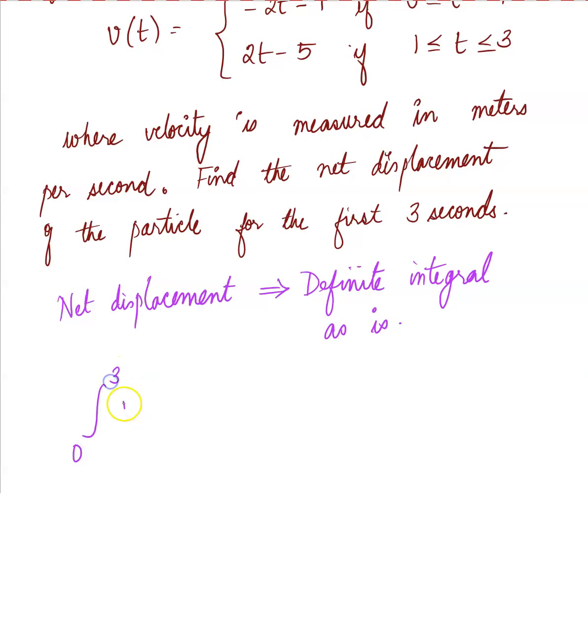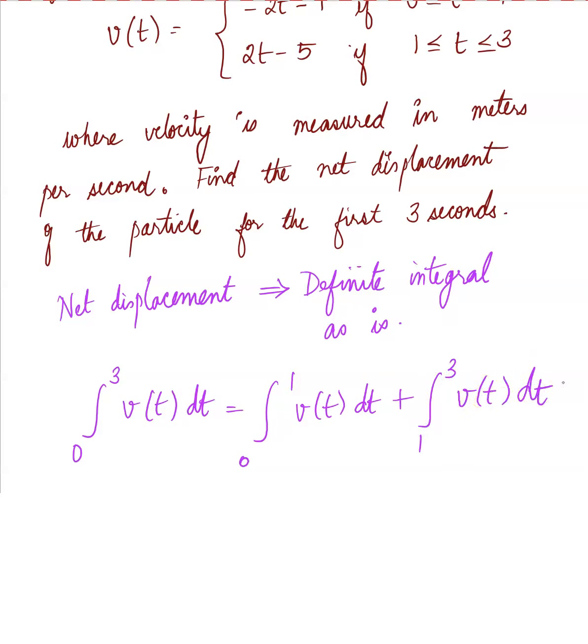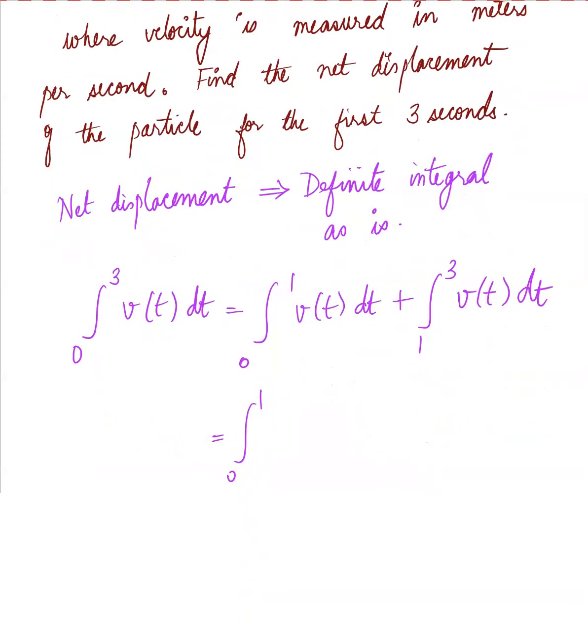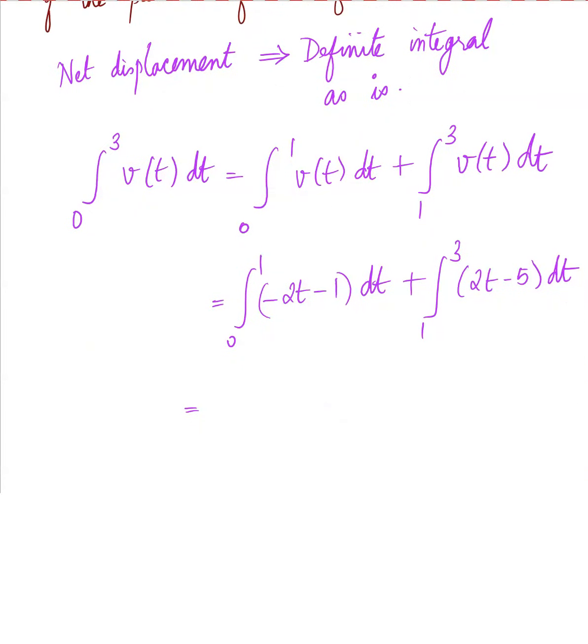So the integral from 0 to 3 of v of t dt has to be split into the integral from 0 to 1 of v of t dt and the integral from 1 to 3 of v of t dt. Notice that we're not doing a negative or a positive. We are definitely keeping them as is. So from 0 to 1, the first piece was negative 2t minus 1 dt, plus the integral from 1 to 3 of 2t minus 5 dt. You know the drill now, so you can actually pause the video and meet me at the end of the answer.